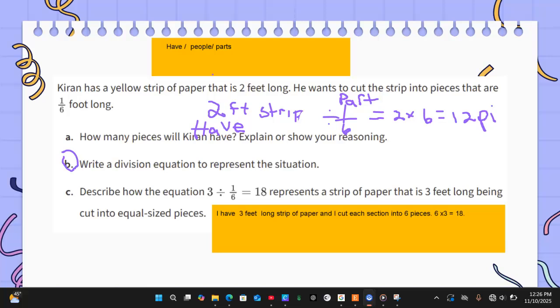So that would be 6. You could add this to your explanation if you want: 6 plus 6 plus 6. Again, you should know that repeated addition is the same as multiplication.